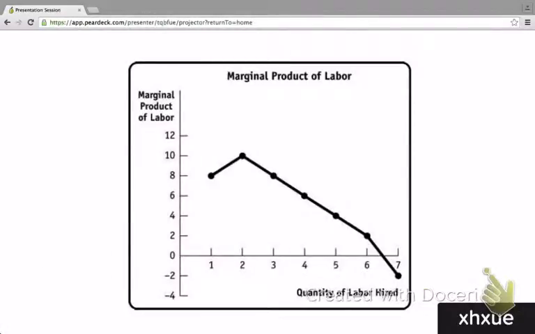Now here's a graph of the table that we just looked at, and you can see that each time we hire a worker, the marginal product of labor, except in the beginning when there are increasing marginal returns, declines with each worker we hire because of diminishing marginal returns. So again, how many workers should this firm hire?